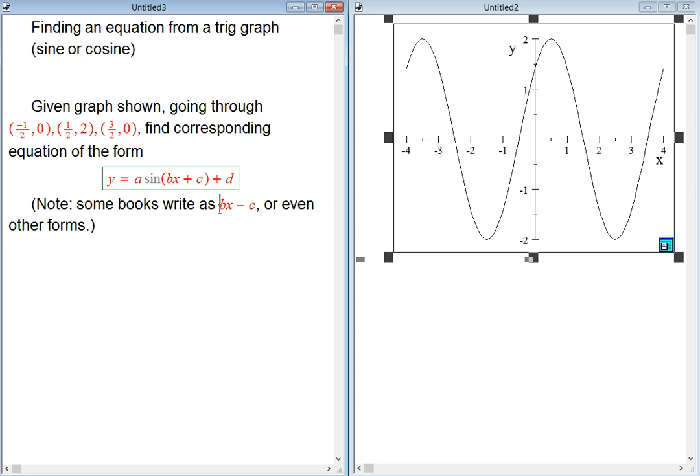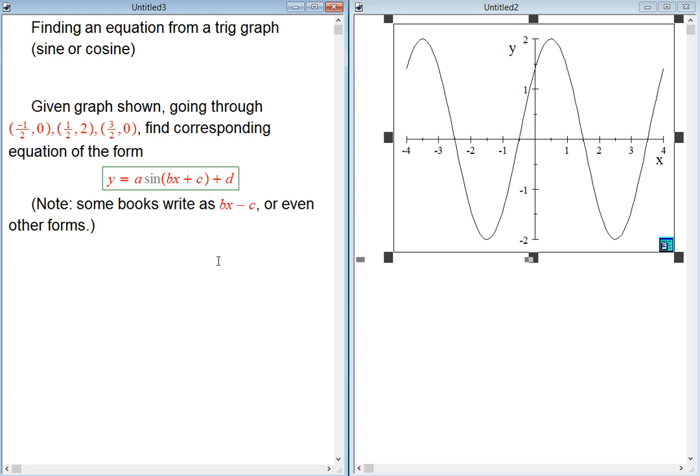Now, some books, the book that we're using this year, writes this as bx minus c, which has some slight advantages. And various other forms can show up in terms of the argument of the sine function. The main thing to note is, apart from just how you label the letters, it doesn't really matter, and what I'm going to show you is going to work for any form. It turns out to be slightly easier for various forms.